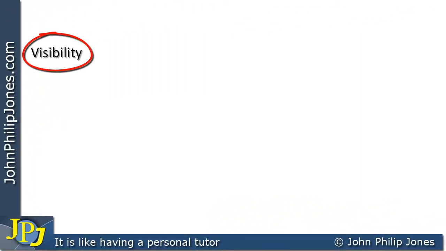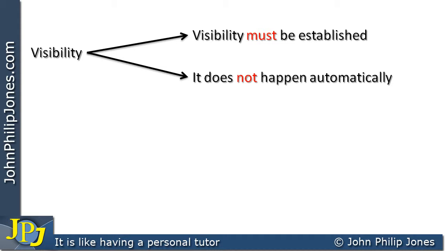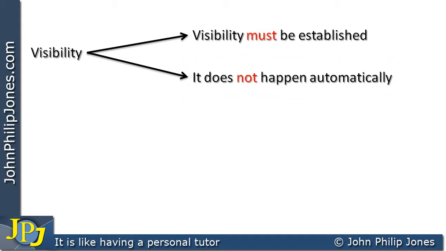When considering visibility between objects, we need to concern ourselves with the following. It's quite clear that visibility must be established. If it's not established, how can we send a message? The other thing to bear in mind is that it doesn't happen automatically. Visibility is not something that just occurs. As programmers, we have to ensure that it happens, and we have to ensure that it happens in the correct way so messages can be sent.